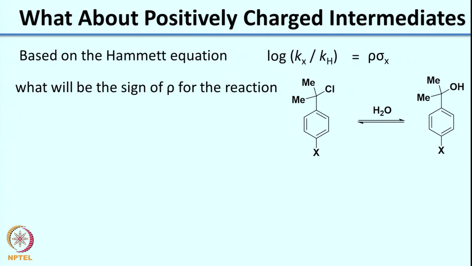So now what about positively charged intermediates? Based on the Hammett equation, you have log of kx over kh given by rho into sigma. What I would like you to do is think about this: if you have a reaction like this, where you have a displacement here, the Cl is being displaced by OH, what would be the sign of rho for this reaction? What will this reaction look like? You can think about it, and we will come back to this in the next lecture. Thank you.